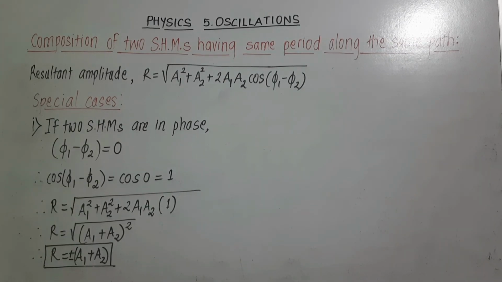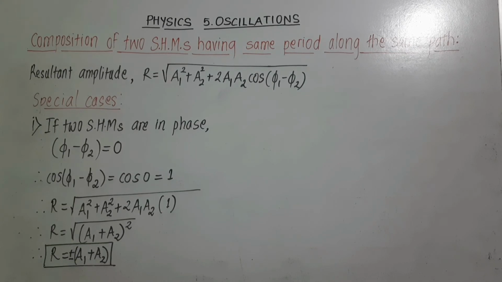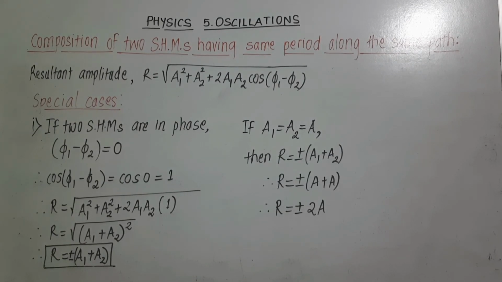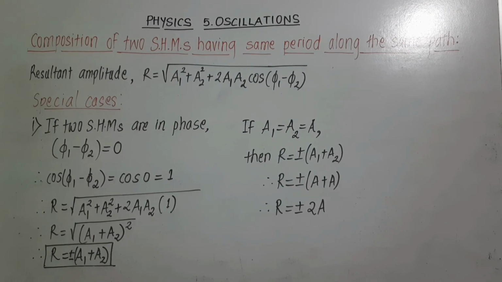So the resultant amplitude R is equal to plus or minus (A1 plus A2). If the amplitudes are the same, then what will the resultant amplitude be? A plus A, 2A. Two SHMs are in phase and the amplitude is also the same, then the resultant amplitude is 2 times the amplitude of any one SHM.